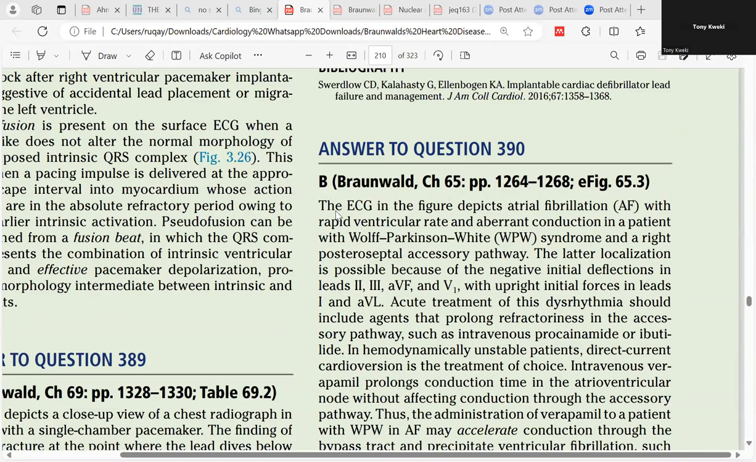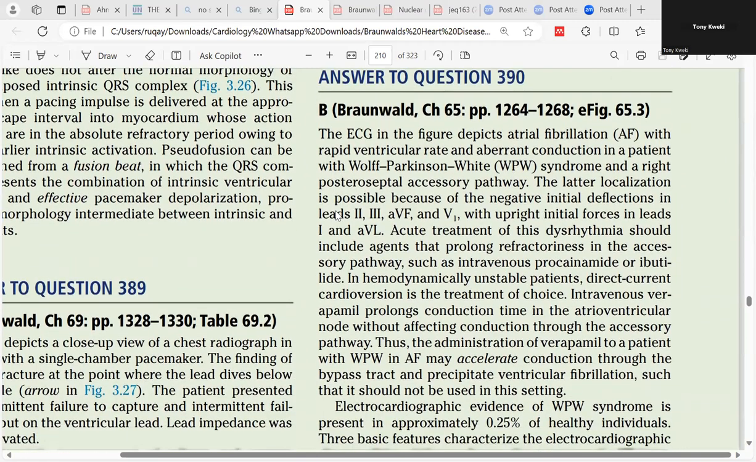Sorry, the answer was B. I didn't even... So let's read. The ECG in the figure depicts an atrial fibrillation with rapid ventricular rate and aberrant conduction in a patient with Wolff-Parkinson-White syndrome and a right posteroseptal pathway. The latter localization is possible because of the negative initial deflections in leads 2, 3, AVF and V1 with upright initial forces in lead 1 and AVL. So this suggests a posteroseptal pathway.